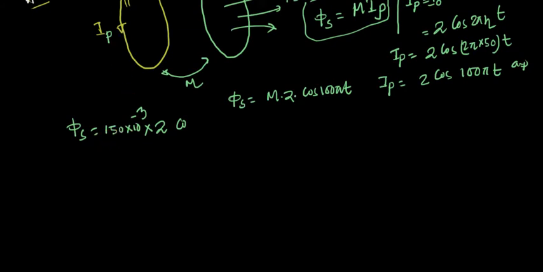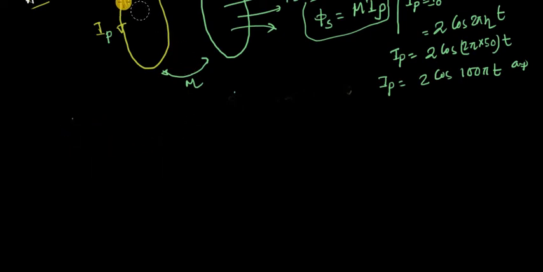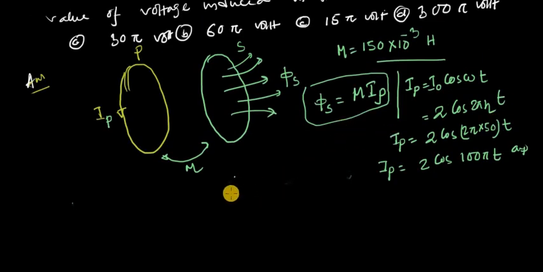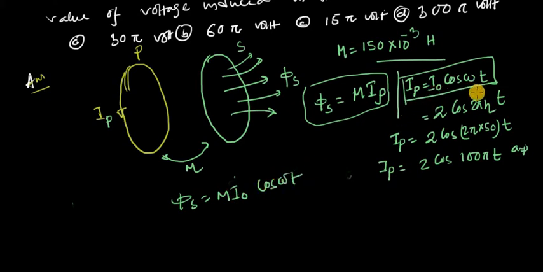You can also do this: remove these expressions and take this expression first. Phi s is nothing but M times IP, and IP is I0 into cos omega t, putting IP as I0 cos omega t. Later on I will substitute the values of I0, omega, n, M and so on. First I do it for the general expression. Phi s is equal to M I0 cos omega t.